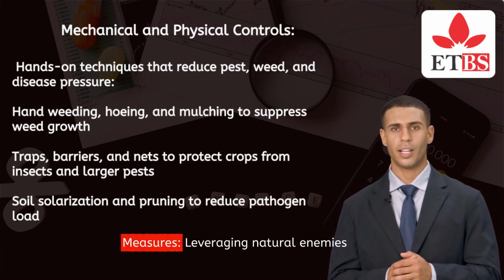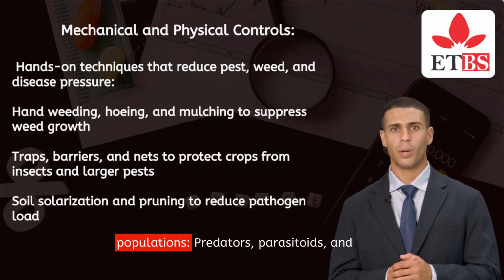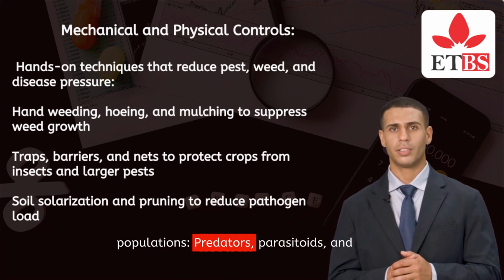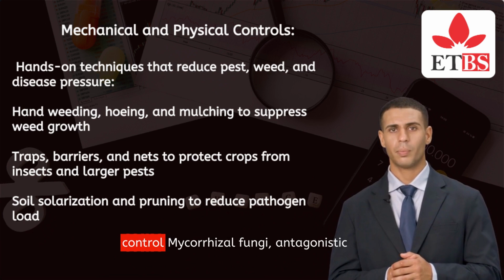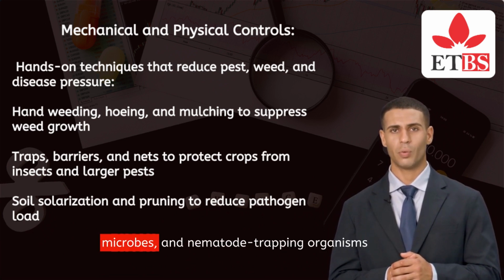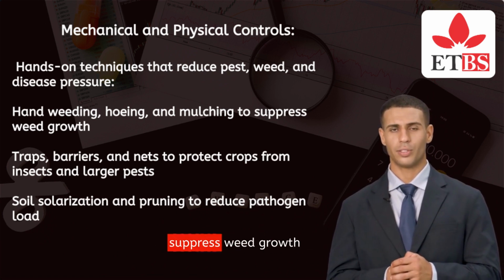Biological control measures, leveraging natural enemies and ecological interactions to reduce pest and disease populations. Predators, parasitoids, and beneficial insects for pest control. Mycorrhizal fungi, antagonistic microbes, and nematode-trapping organisms. Allelopathic cover crops to suppress weed growth.